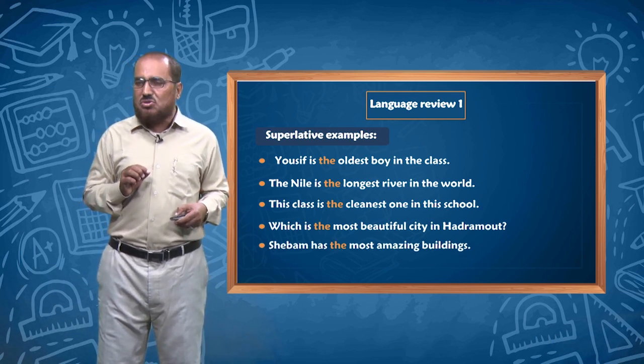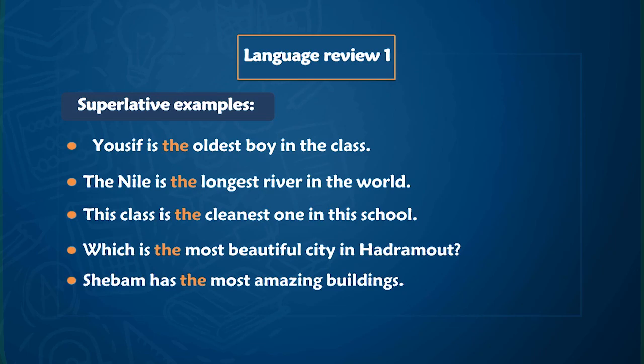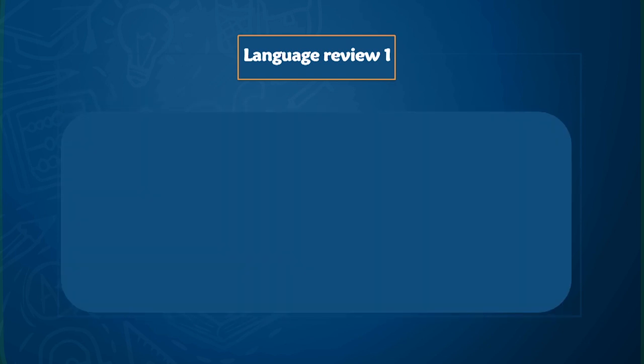Shibam has the most amazing buildings, as you know. It's the first skyscrapers, or the Manhattan of the desert, it's called that. So Shibam has the most amazing buildings. Some hurricanes took place here, but Shabala was the worst. Comparing the hurricanes that took place here in Hadramaut, okay, Shabala was the worst of them all. These are examples of superlative.